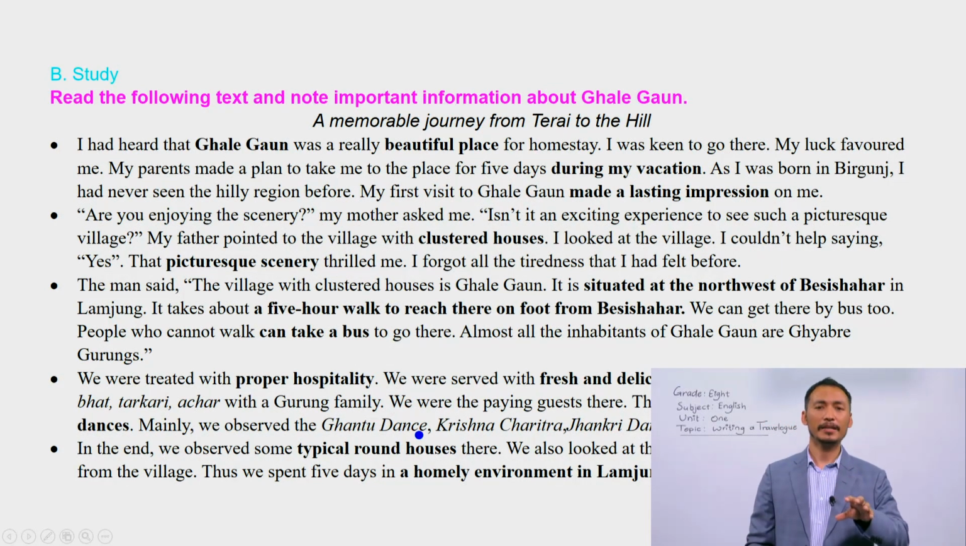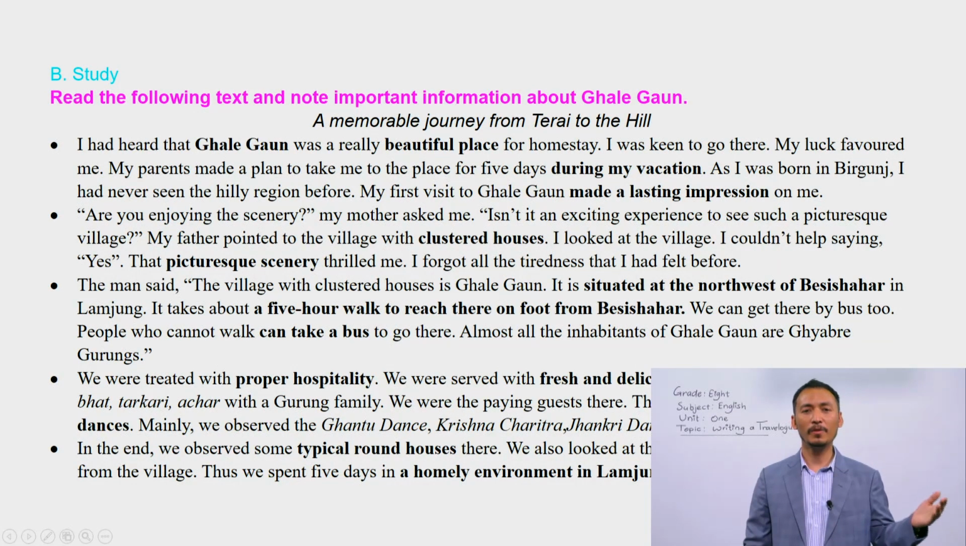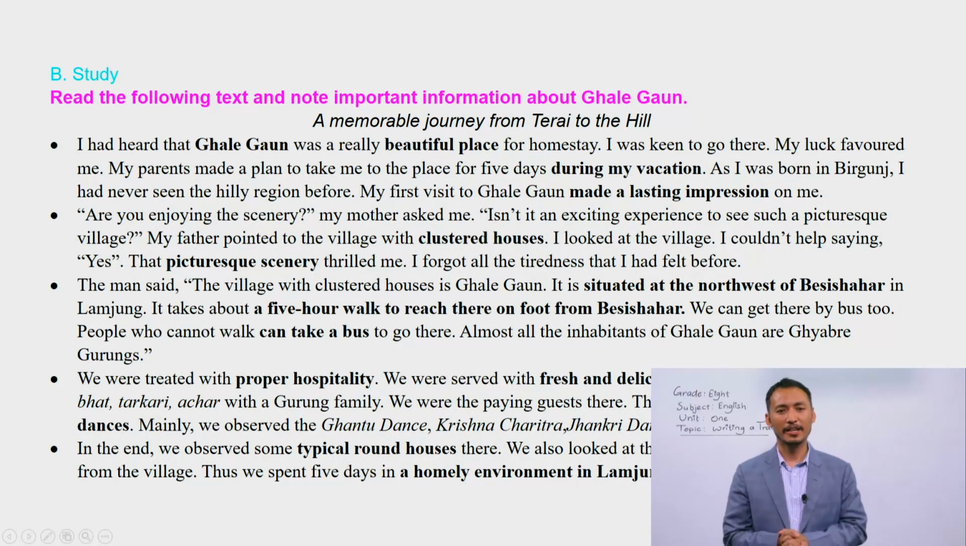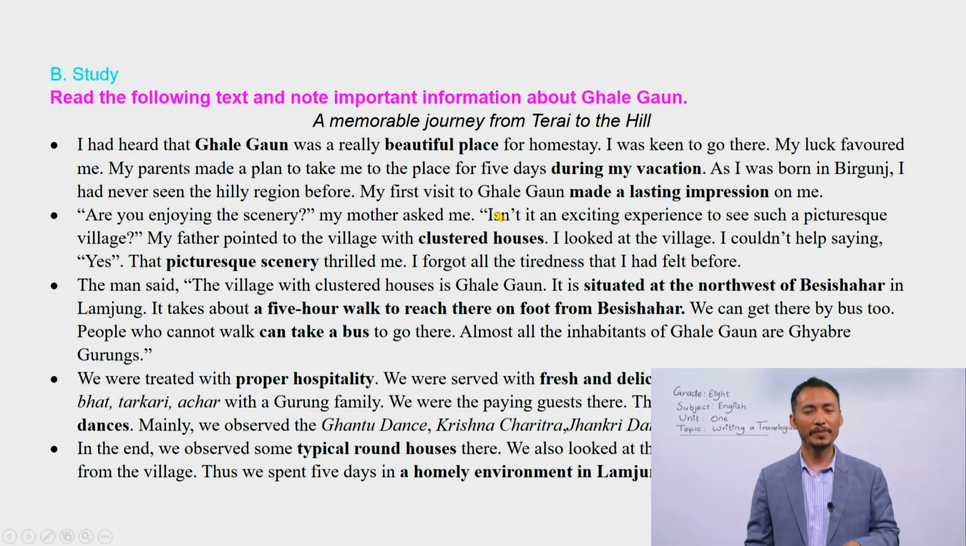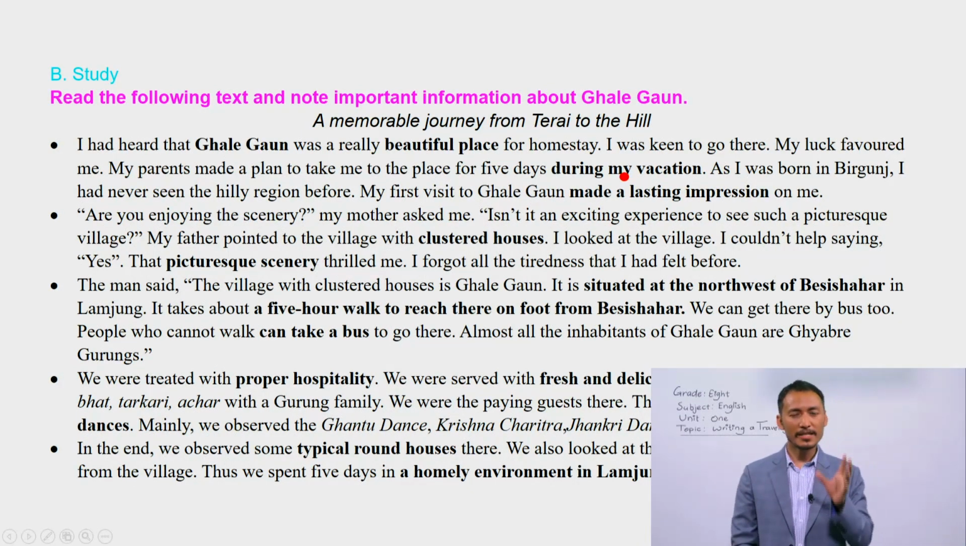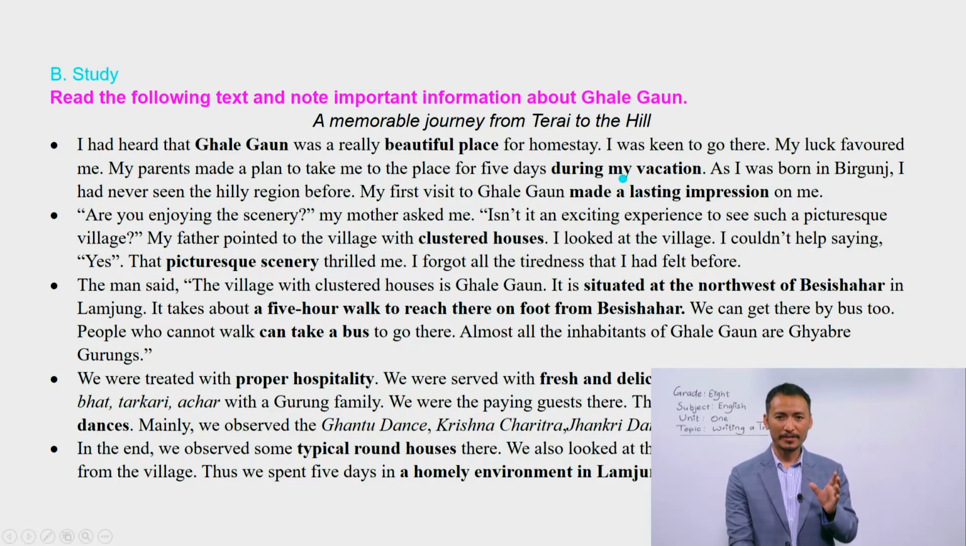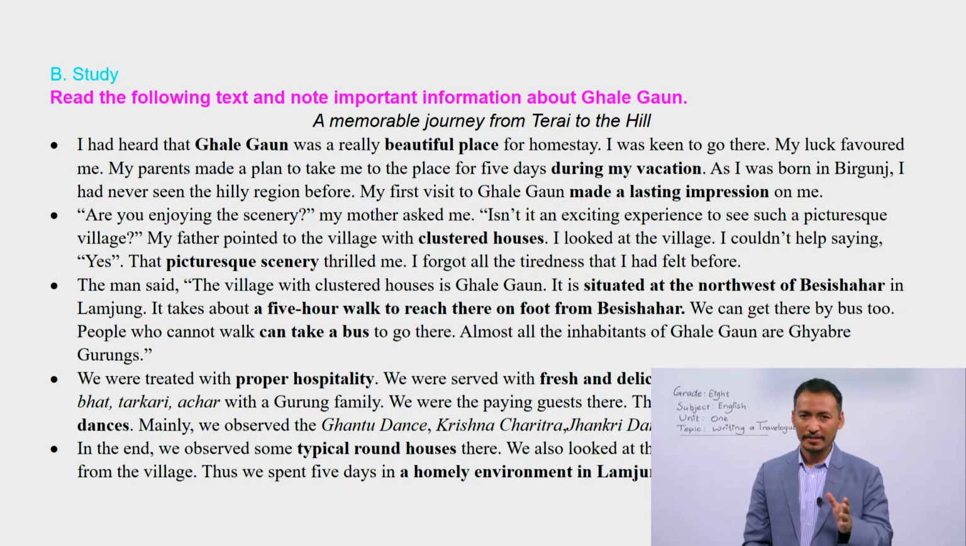And what were the specialities of that place? Typical round houses, a homely environment, the Annapurna Himalaya range. These are the things he talks about in a developed travelogue. Okay? So are you getting what a travelogue is now? I think this is even more clear, right?